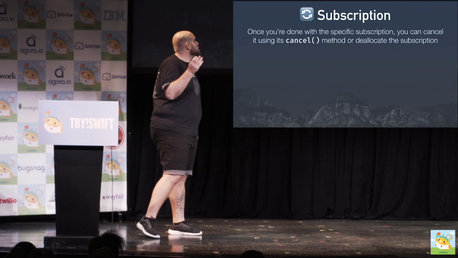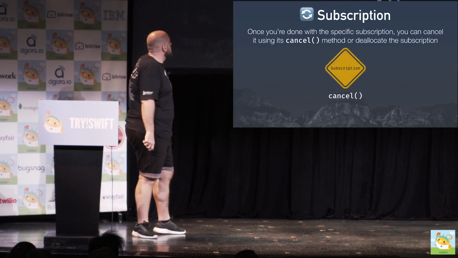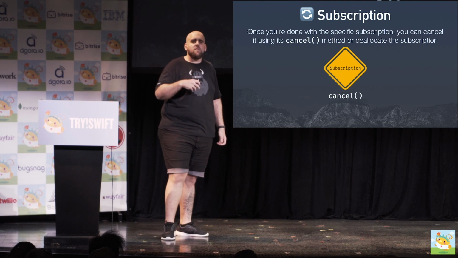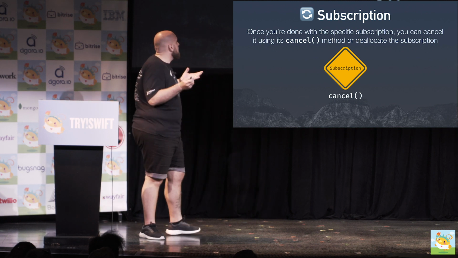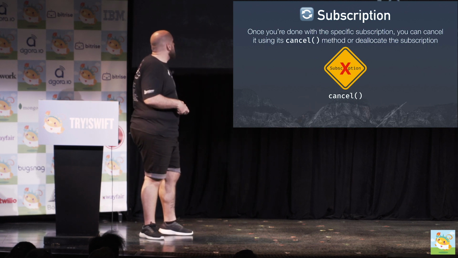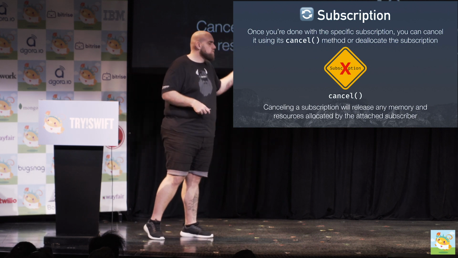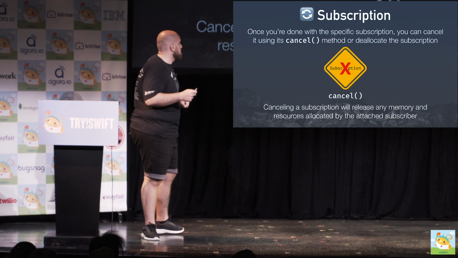A subscription represents a resource. So once you're done with it, you can call its cancel method to cancel it, or you can simply deallocate it. Once it's deallocated, it's entirely released, and all of the memory allocated to that resource and to the attached subscriber is also released at the same time.